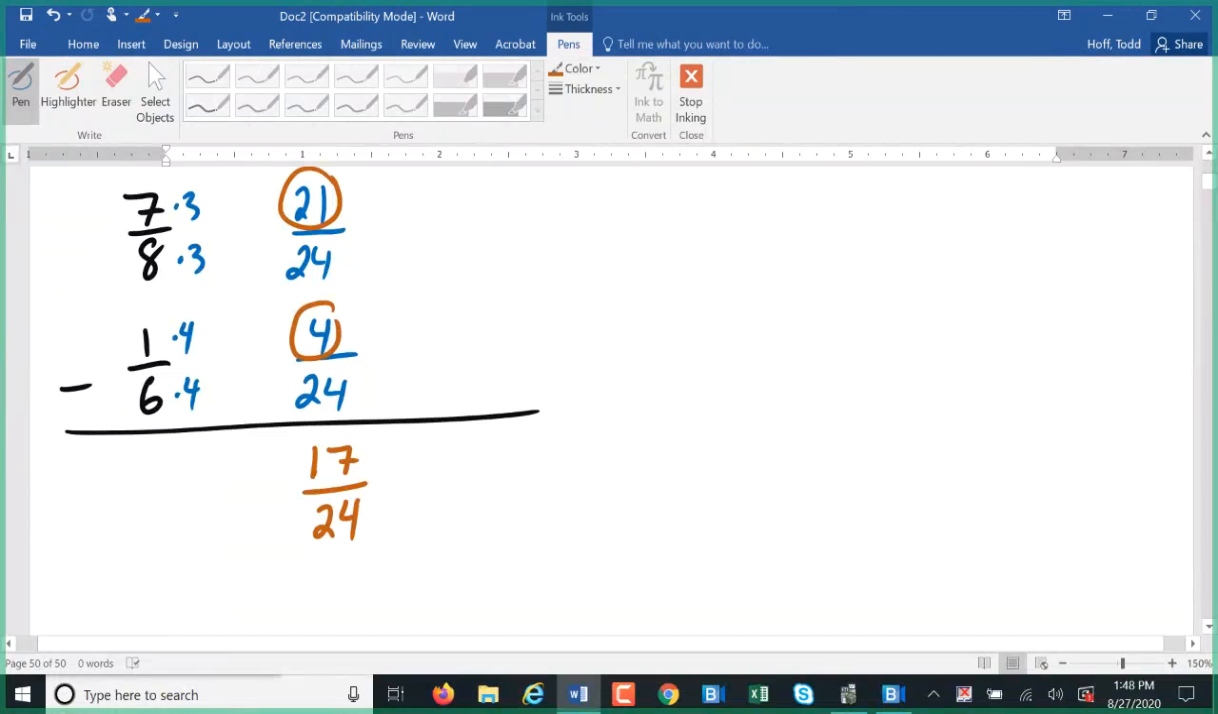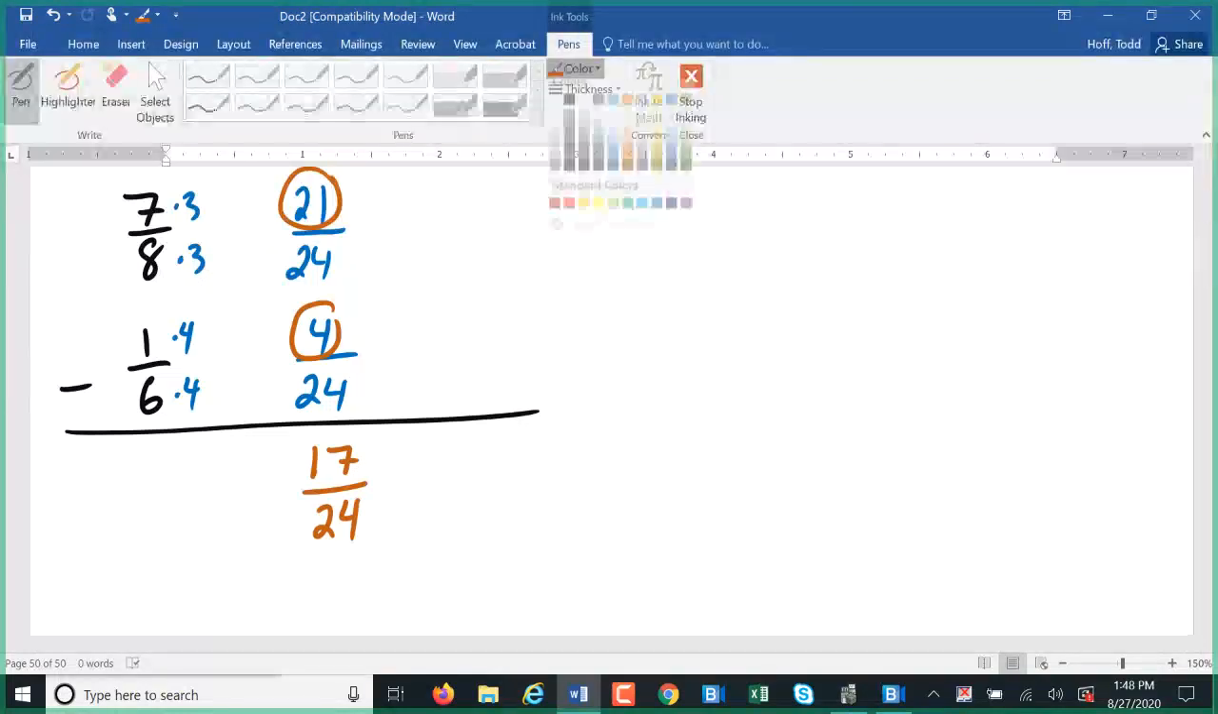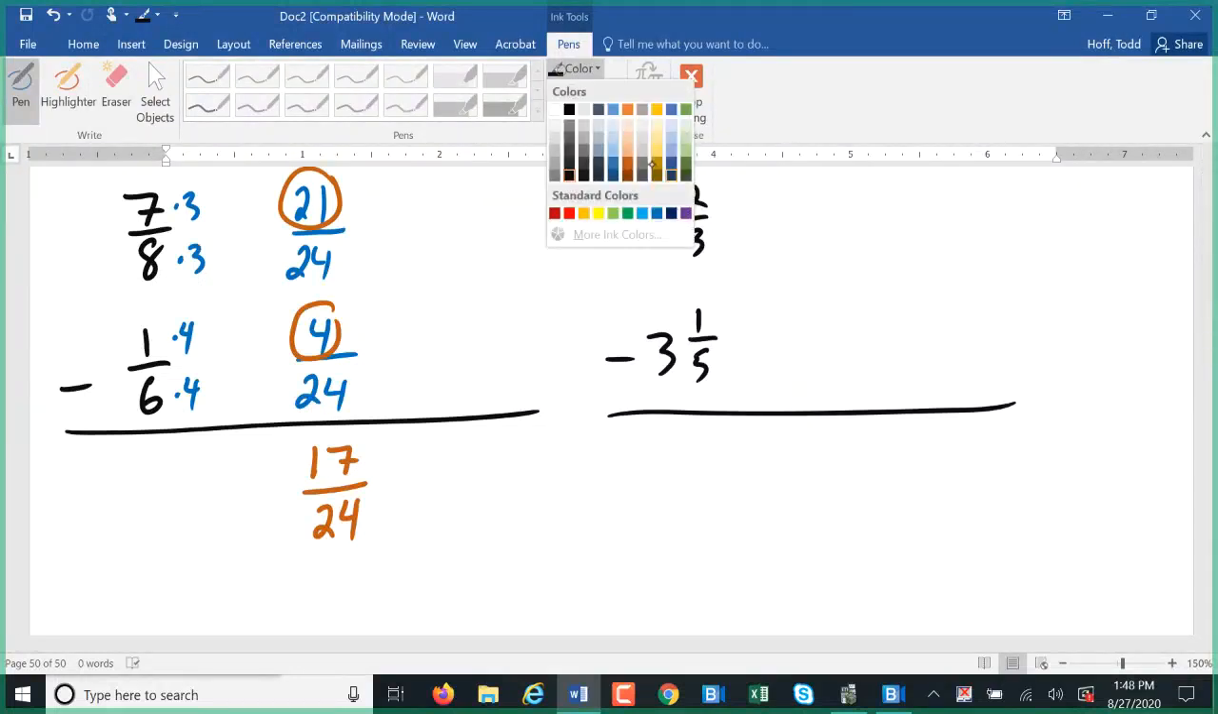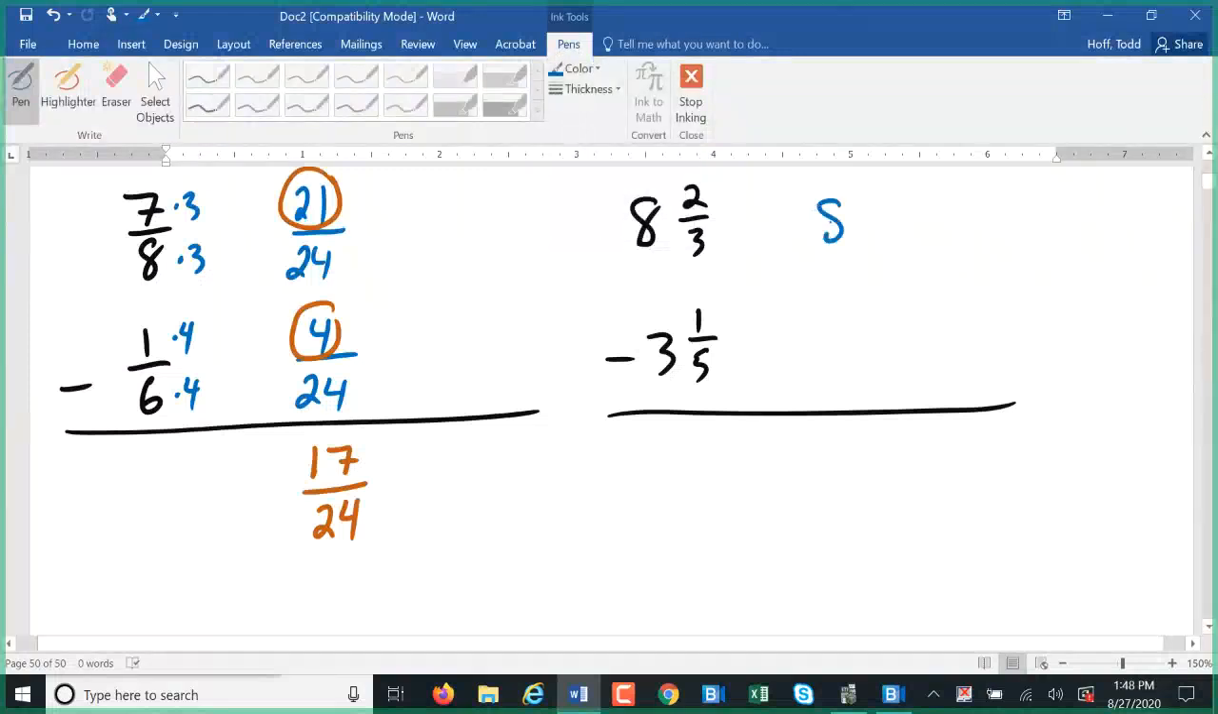Now again, I'm not going to keep it that simple. I'm going to jump up to mixed numbers. Do something like 8 and 2/3 minus 3 and 1/5. Now again, we need to find that common denominator. In this case, it'll be 15. 3 has to be multiplied by 5 to make 15, so 2 times 5 is 10. 5 times 3 to make 15, so 1 times 3 is 3.